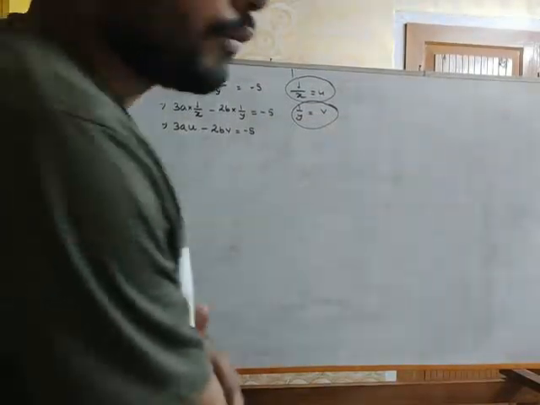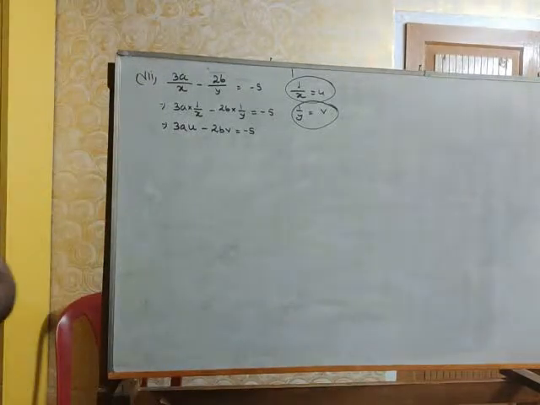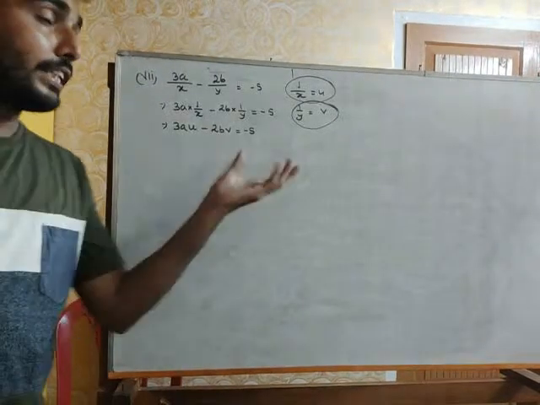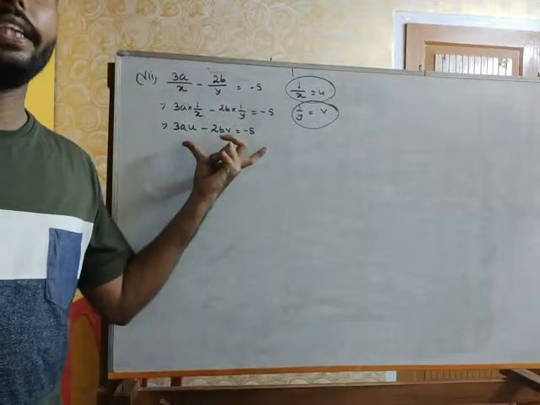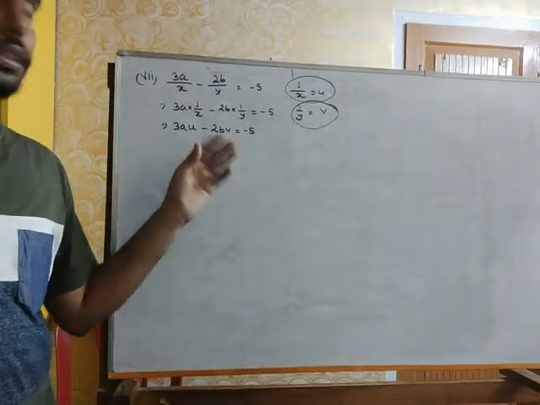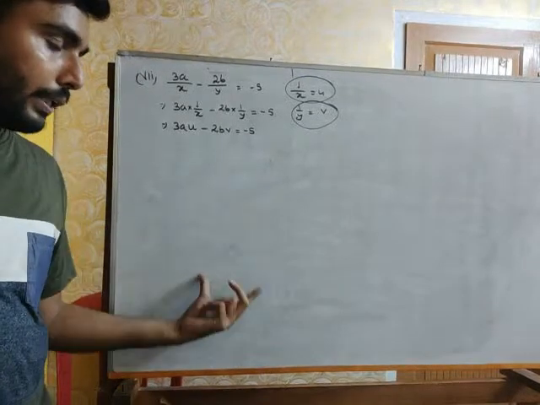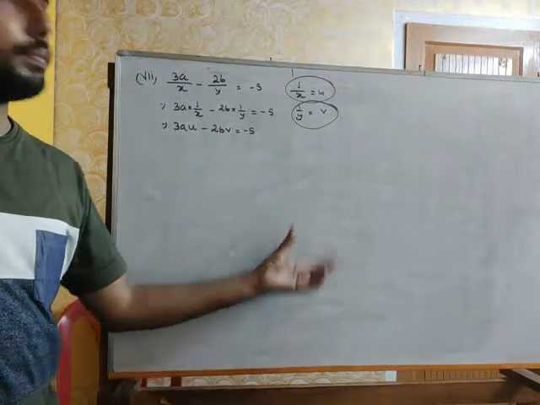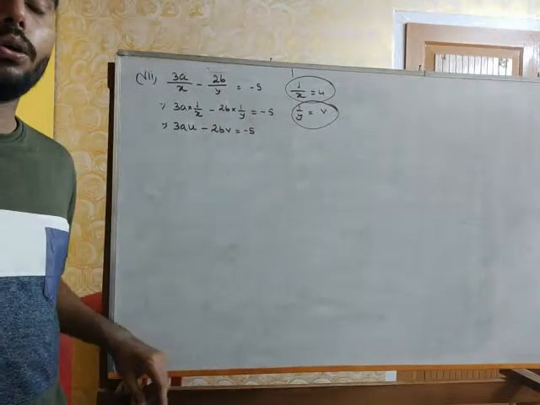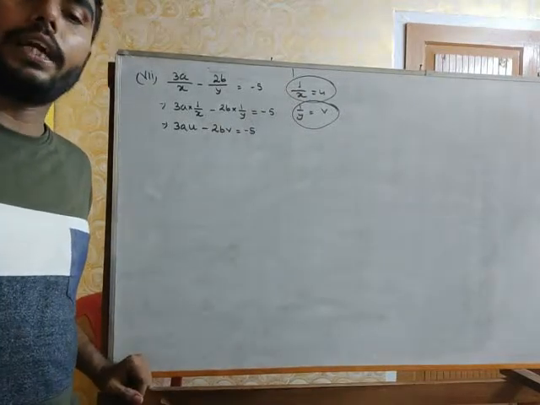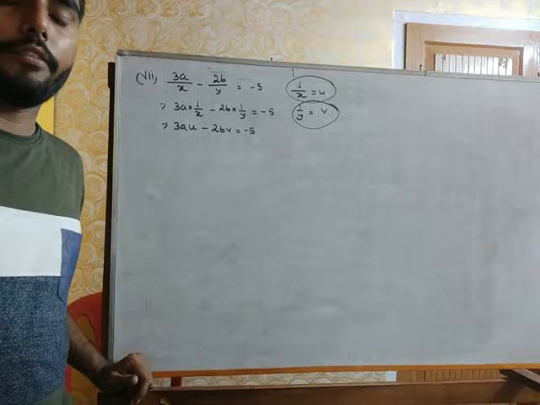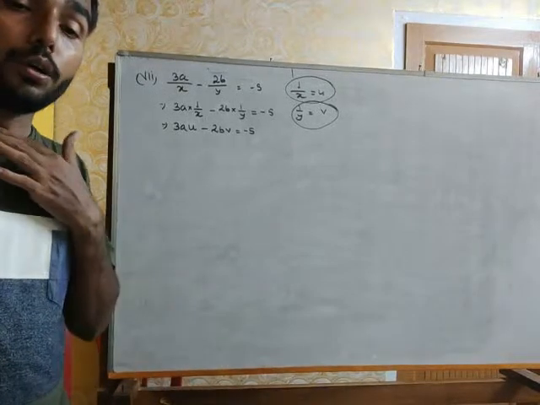Did you get it, all of you? We have assumed 1 by x as u and 1 by y as v to make the equation a linear equation in two variables, that is u and v. And we can find the values of u and v and equate them with 1 by x and 1 by y, so that we will find the answer. Is it clear, everyone? Any doubt for anyone?